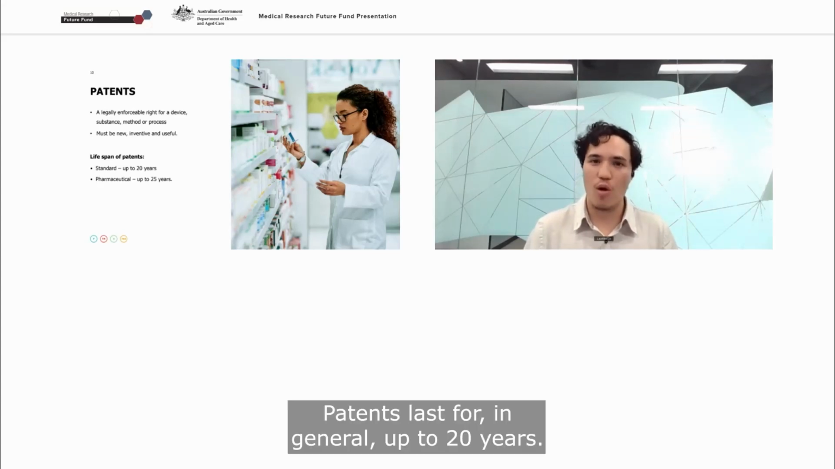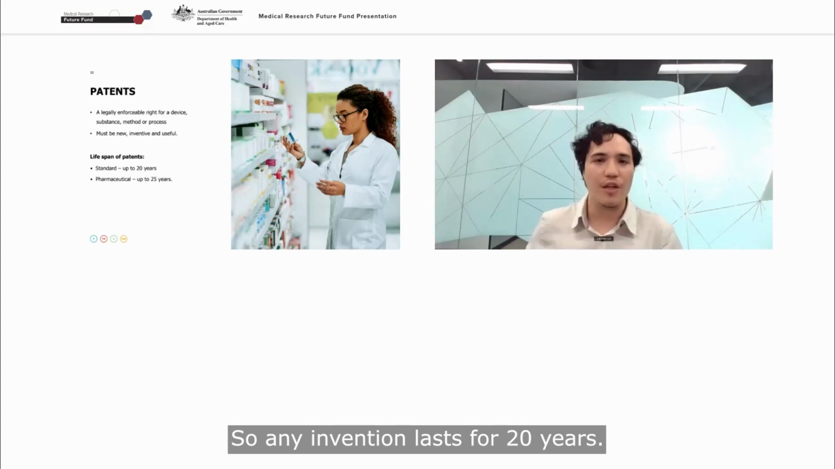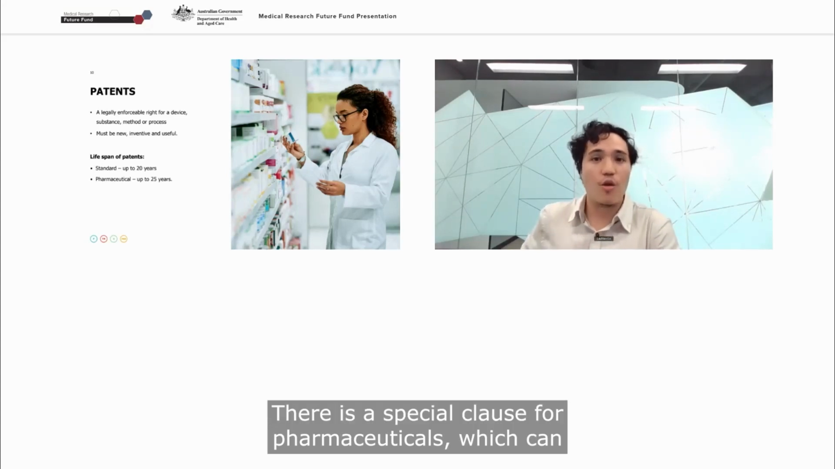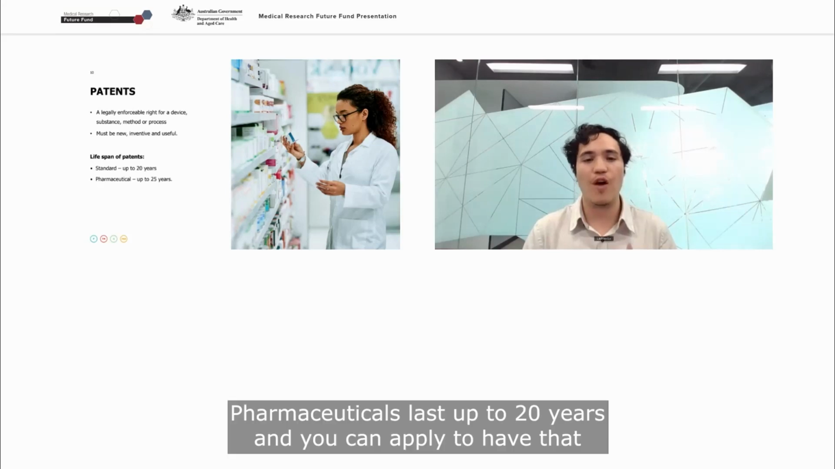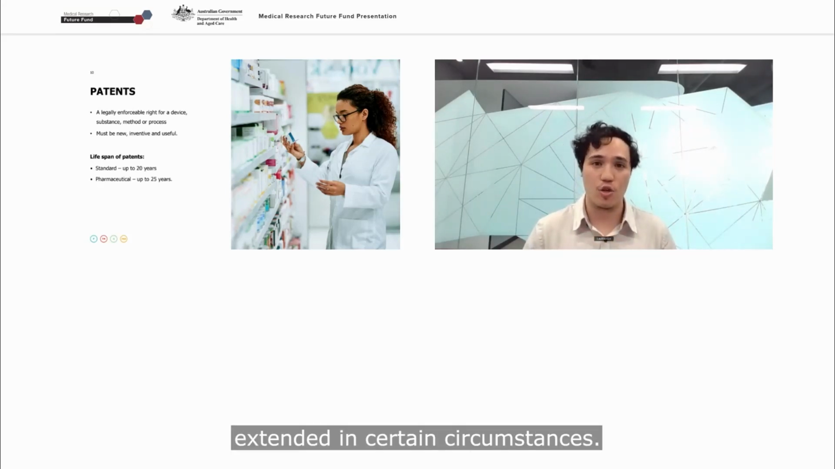Patents last for, in general, up to 20 years. So any invention lasts for 20 years. There is a special clause for pharmaceuticals, which can last up to 25 years, but that's not an automatic feature. Pharmaceuticals last up to 20 years, and you can apply to have that extended in certain circumstances.